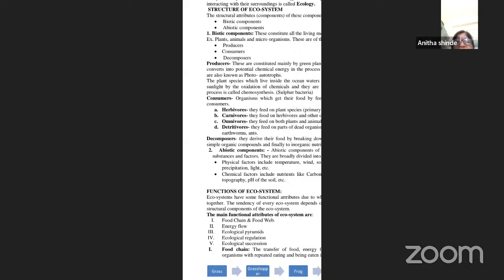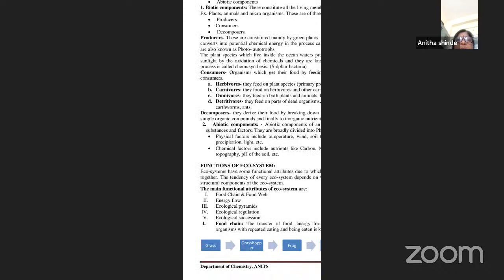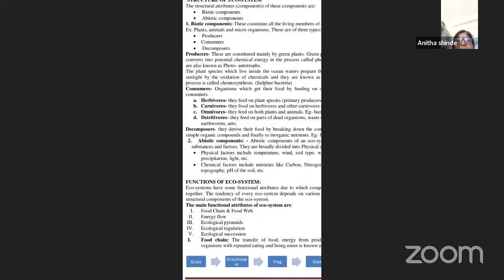Next is functions of ecosystem. The ecosystem has certain functions due to which the components remain running together. Without any functioning, the ecosystem will not run. So for the ecosystem to run, it should have certain activities. What are the different functional activities, or attributes, of an ecosystem? They are the food chain and food web, energy flow, ecological pyramid, ecological regulation, as well as ecological succession. These are very important.